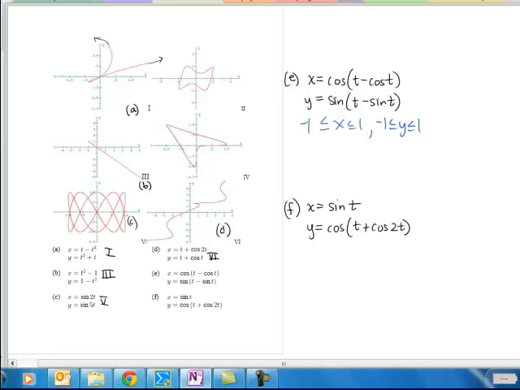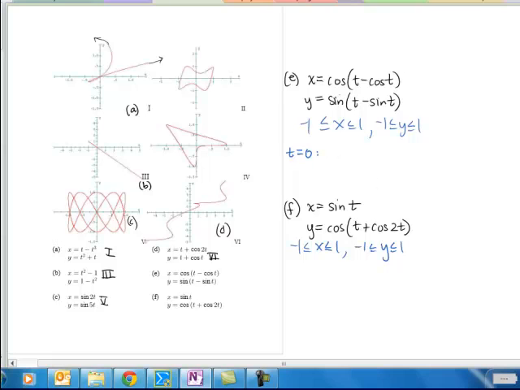But the same is true for the parametric equations here in F. This x-coordinate has to be between negative 1 and 1, and this y has to be between negative 1 and 1. So that's not going to help us distinguish one graph from the other. Probably one thing to do would just be to pick a t-value and see what the point looks like.